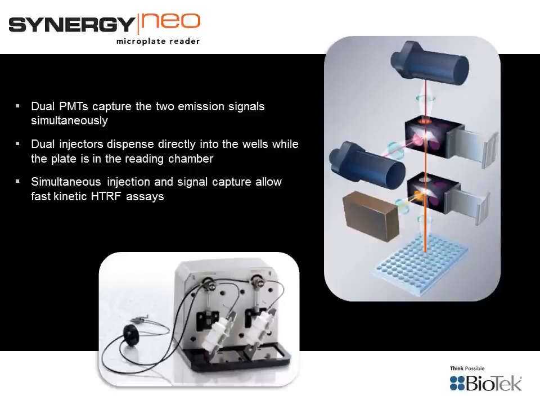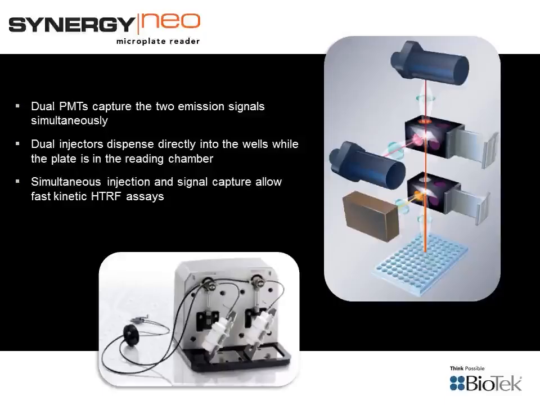The Synergy Neo was used to perform the kinetic microplate reads necessary to calculate receptor resonance times. The Neo is a multimode reader capable of being used either for screening or in core laboratories. The instrument contains dual matched PMTs above the plate stage for simultaneous capture of two separate emission signals, such as the signal from the donor and acceptor molecules used in HGRF assays, as well as a single PMT below the plate stage for use with live cell assays.